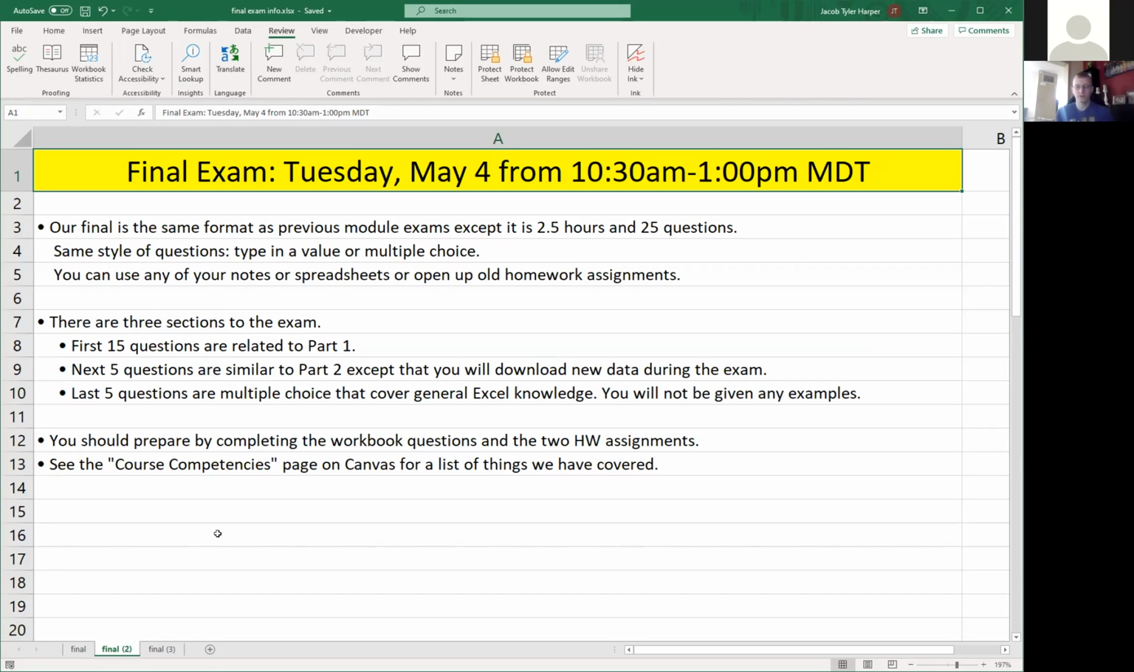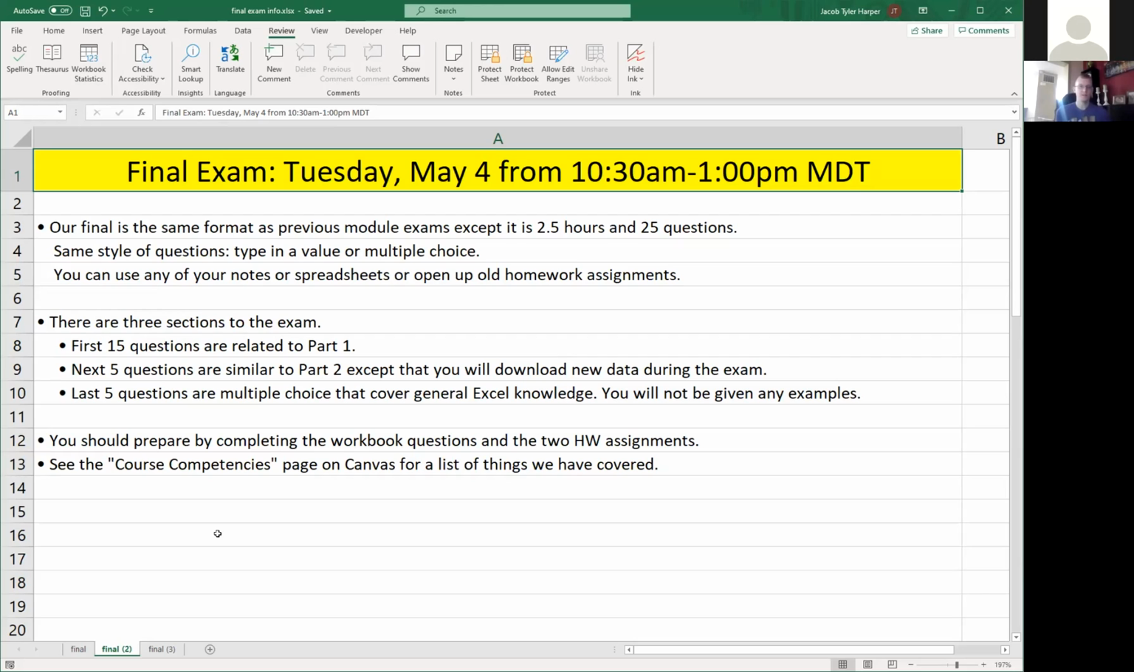And just like a regular exam, you can use any of your notes or spreadsheets or old homeworks or whatever. All the same rules that apply to a module exam apply to this final exam, other than the fact that it's different and you have to take it in this little 2.5-hour window. Now, these 25 questions are sort of broken up into 3 sections. The first 15 are related to part 1, which we will talk about in a moment.